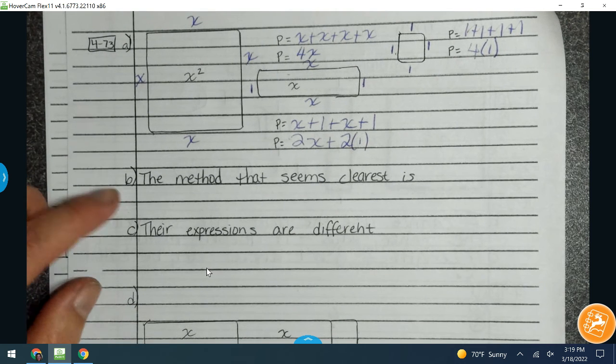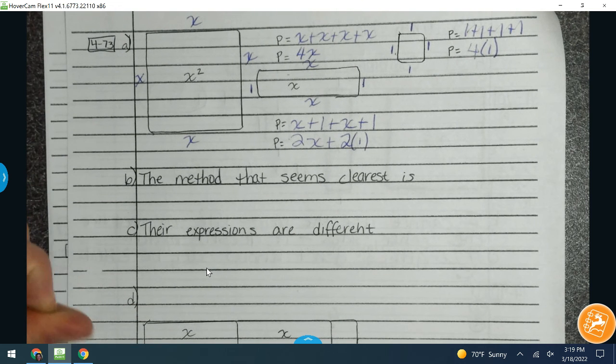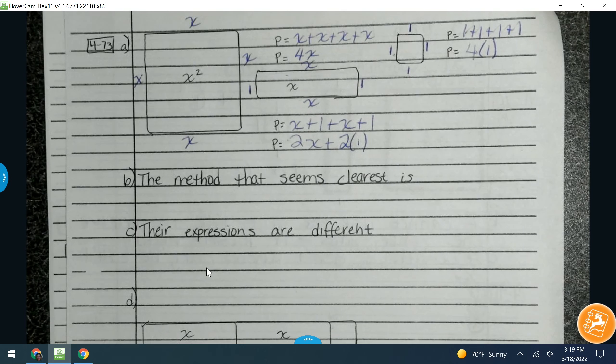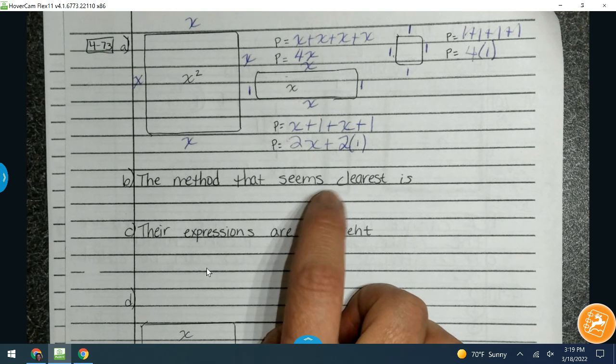And if you do write that it's easiest, you need to explain why that is the easiest. Make sure you're writing this one. I can't answer it for you.